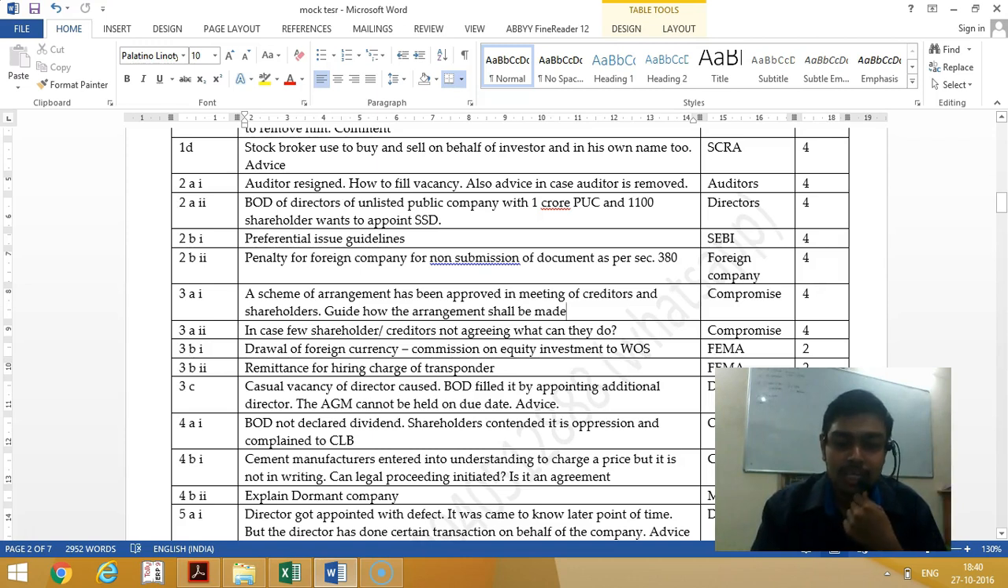Then scheme of arrangement has been approved in the meeting of creditors and shareholders. Guide how to make the arrangement. First go for the resolution, file it to the court, then get guidance.